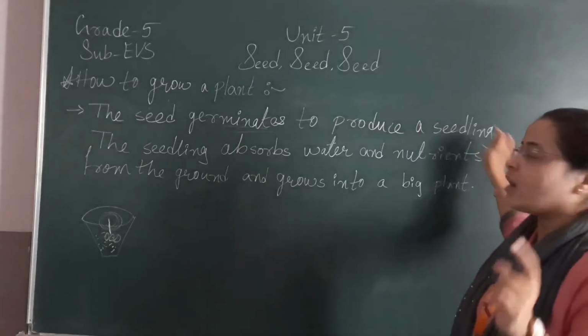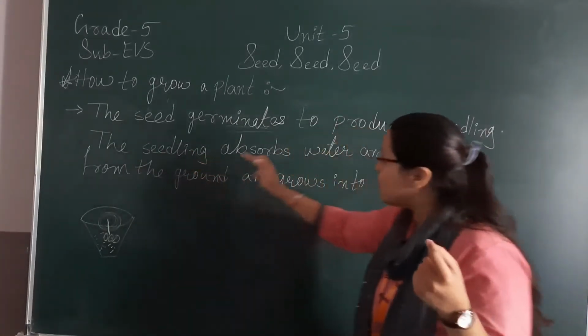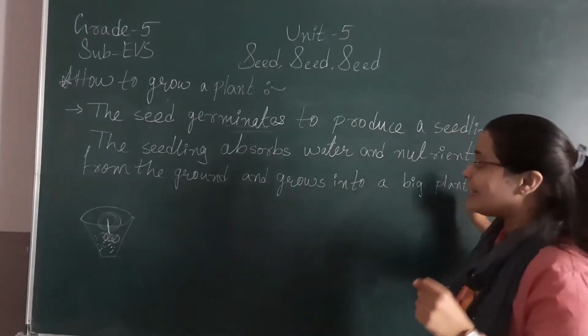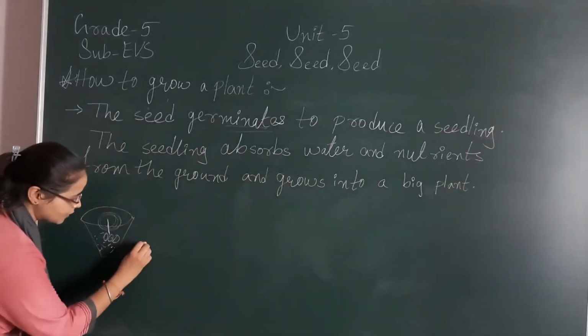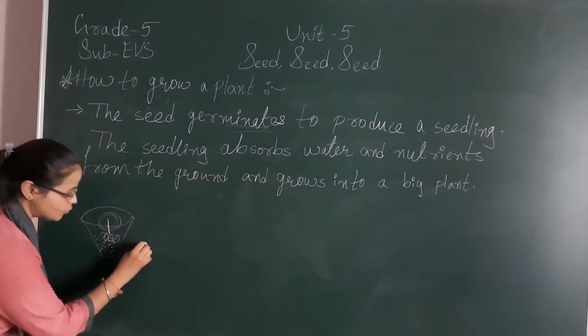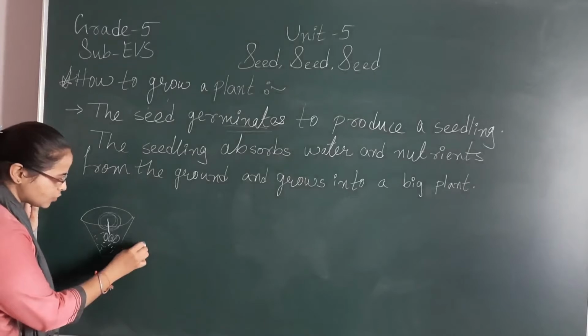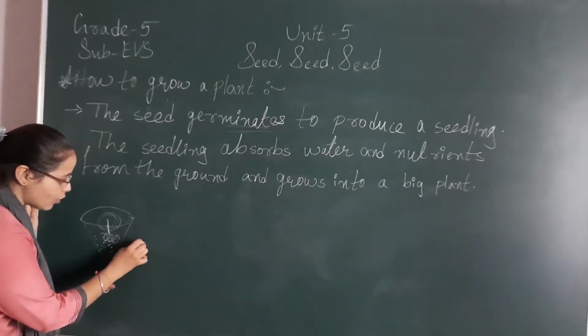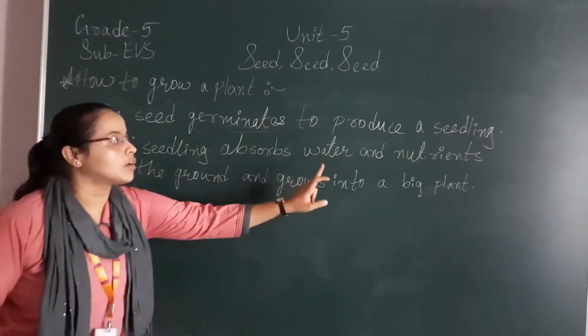What is the first process? The seed will germinate. It means the seed will come out from the pot and turn into a seedling. It means you will see a small plant. Likewise you will be able to see. I'll show you the photograph also. One small stem, one small branch, and with that two small leaves will be there. Then the seedling absorbs the water and nutrients.